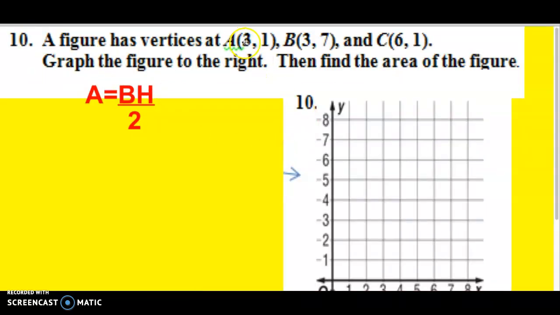Make sure you know how to graph correctly. You go across 3 and up 1 for letter A, B across 3, up 7, C across 6, up 1. Connect A to B and B to C and C to A, and you will find it is a triangle. To find the area of the triangle, it's base times height divided by 2.